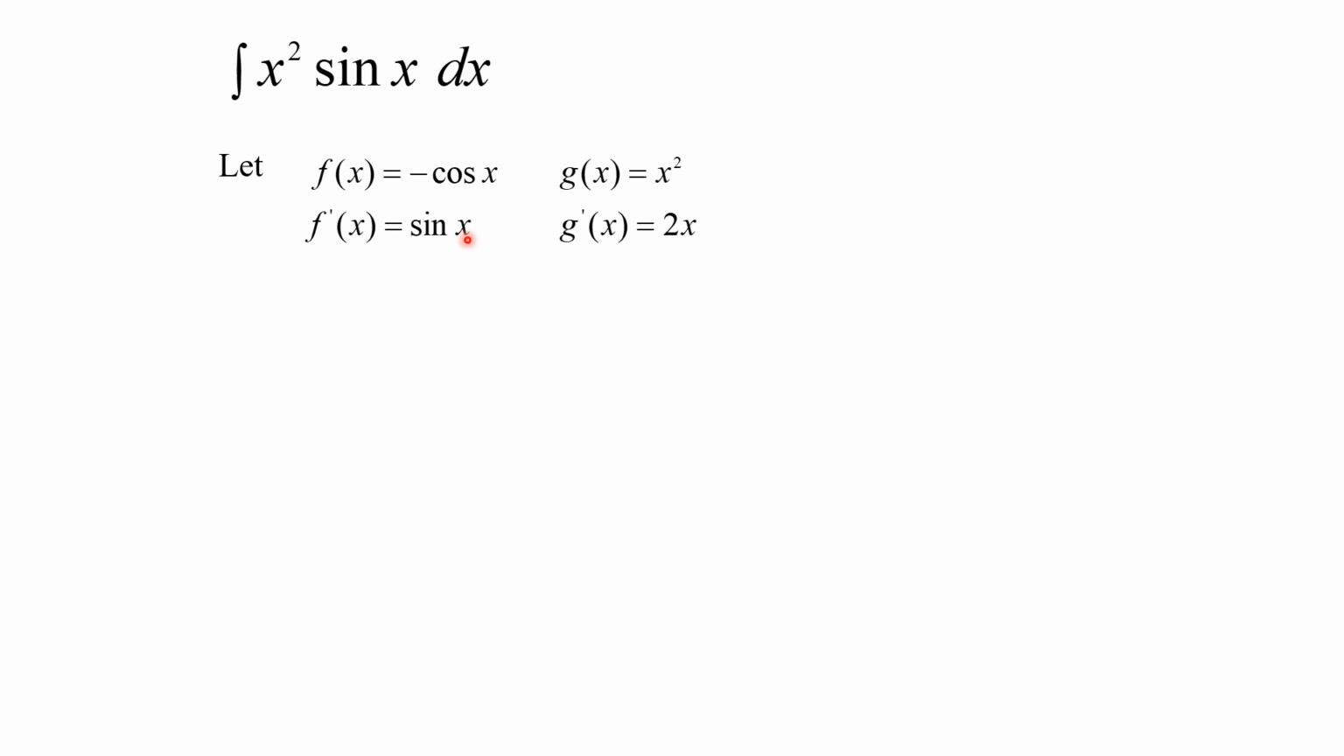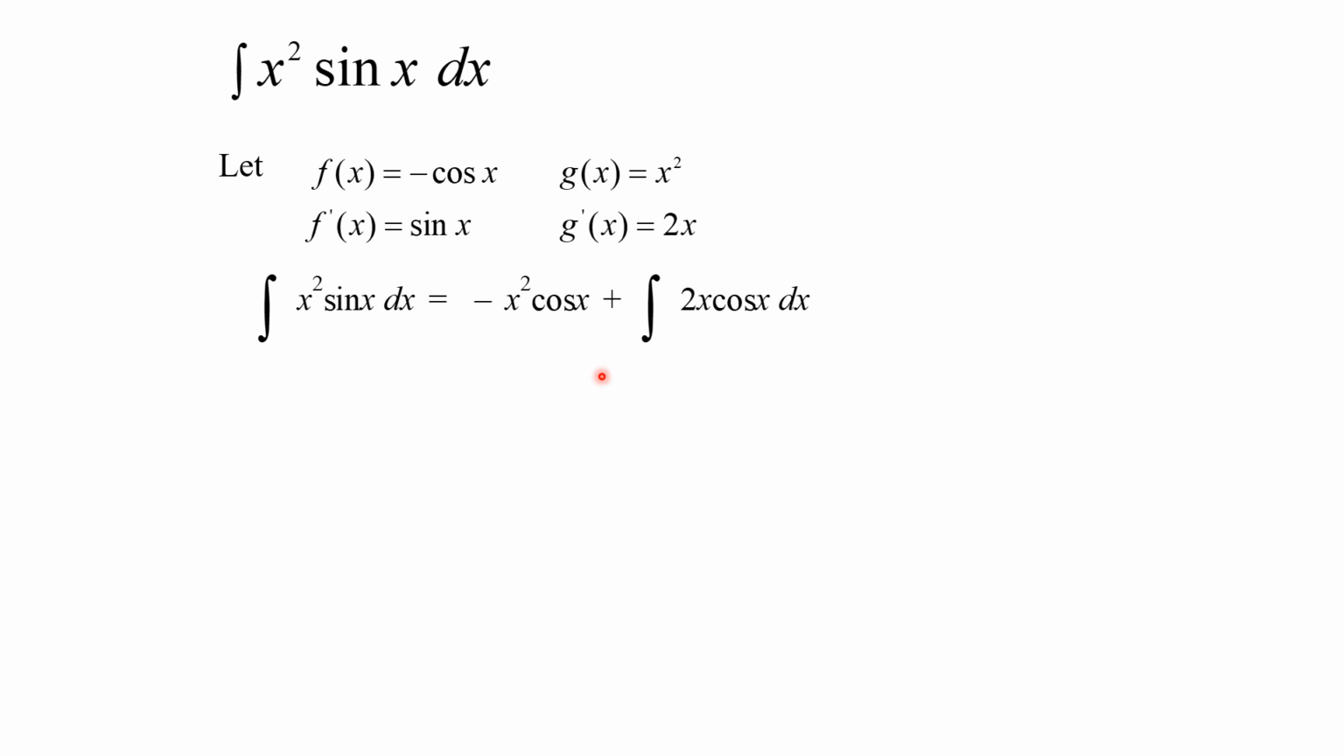Your g x in this case will be a function that becomes simpler when you differentiate it. So choosing x squared as g x is wise, because differentiating g x will give you 2x, which reduces the power of the function. And obviously, if you choose g x as x squared, then f prime x has to be sine x. Your next step will be arranging it into the formula given in the previous slide.